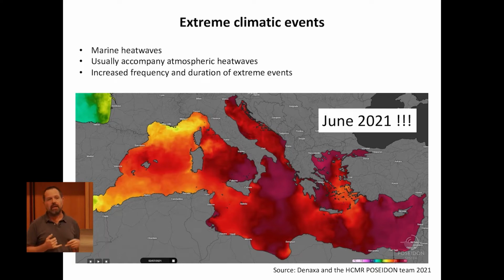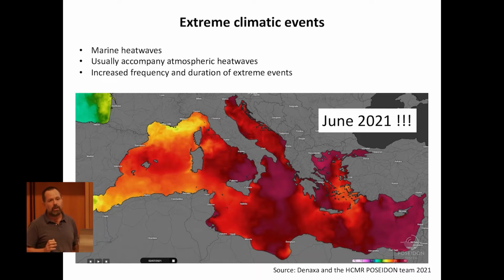We have heat waves, as we have on land, and these heat waves are becoming more frequent and more intense. The temperature gets higher and they last longer. This example is from the summer of 2021, where we had an impressive heat wave all over the Mediterranean in June. The seawater temperature reached 28 degrees, and it stayed like that for 12 or 15 days.